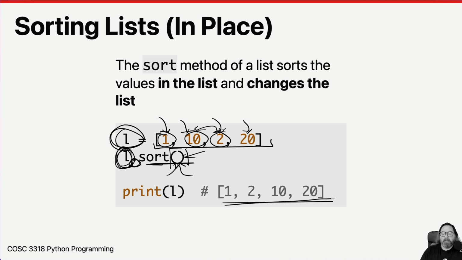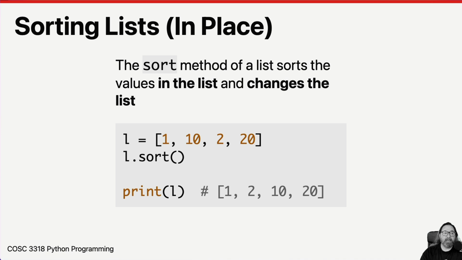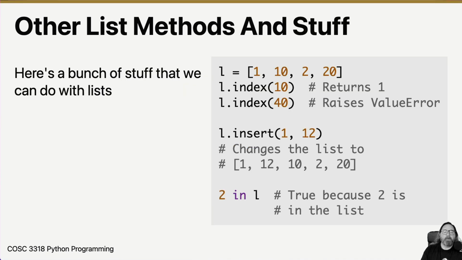This here is the output after we call sort: 1, 2, 10, 20, which makes sense because those are in order. So sorting changes the list with the dot sort method. That's really important. I'm going to say it again because it's so important. Dot sort changes the list. You don't get a new list out of it. It changes the list. In the textbook, there are more things that you can do, like dot reverse and all that other stuff. I'm going to do a couple here because these are kind of important.